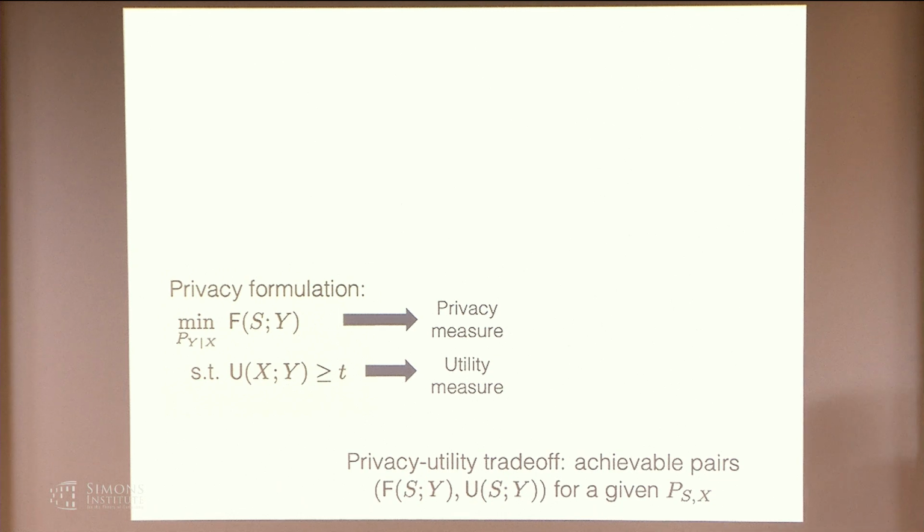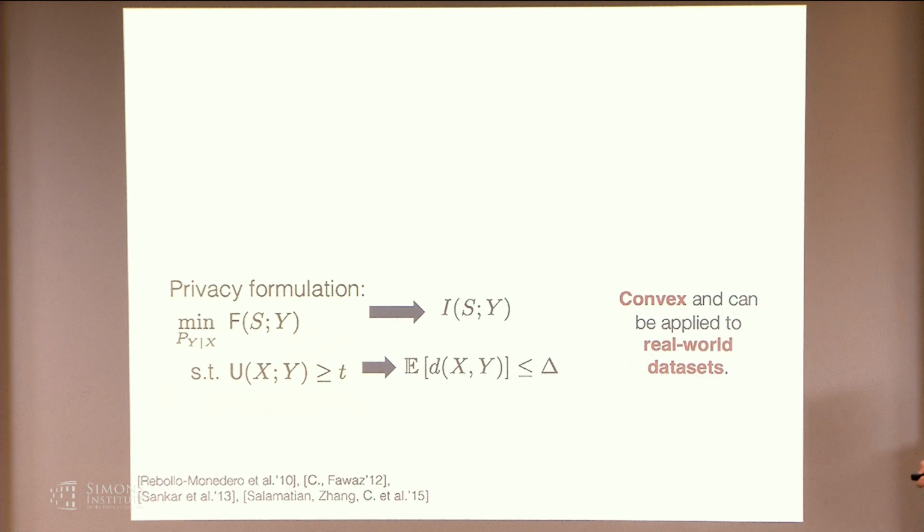So one possible formulation for this was introduced by folks; I've looked at this, Lalitha has looked at this, and many others in the literature. You can, for example, measure privacy as mutual information, right? You might want to minimize the average number of bits that Y carries about S, your secret, subject to some distortion constraint, some squared distortion, for example. This is a nice formulation because it's convex and you can actually apply it to real-world data sets and see how these mappings look.